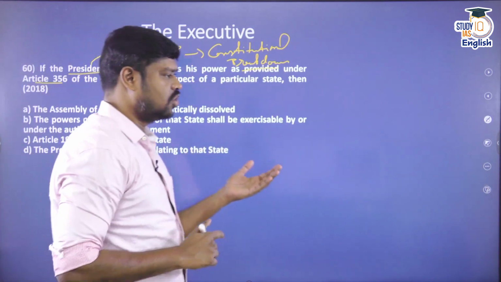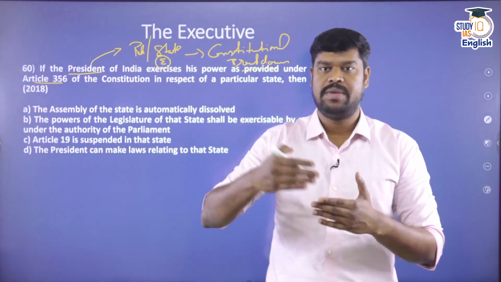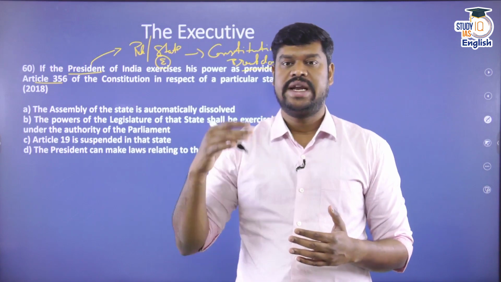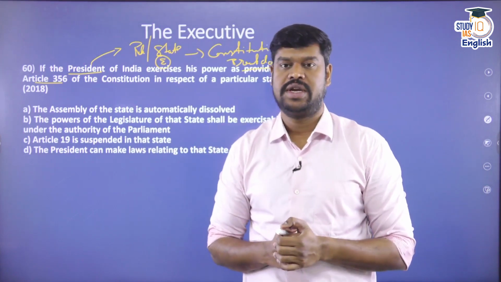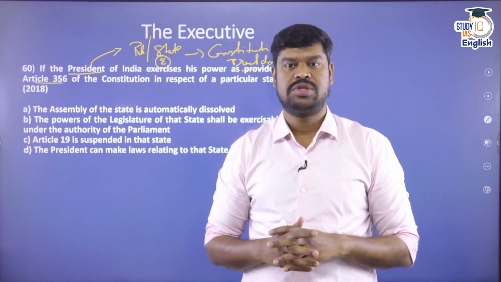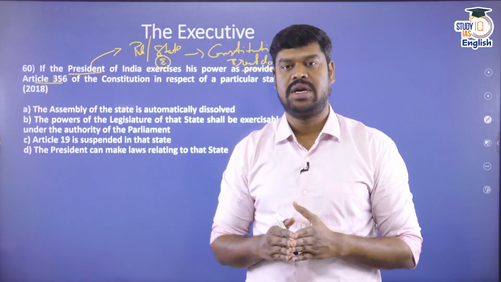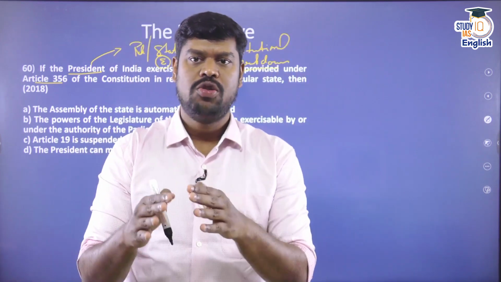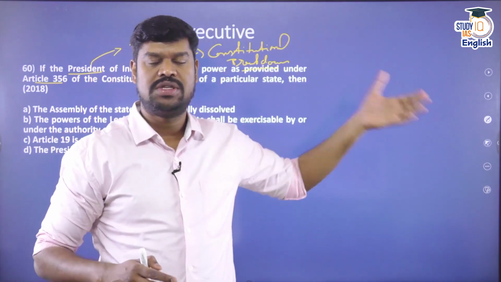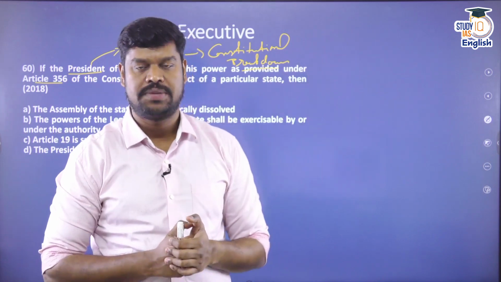So what can be considered to be a constitutional breakdown? Suppose the state government has lost the majority, or the state government is having the majority but is not able to prevent the breakdown of law and order in that particular state. There are a lot of law and order issues and public peace and tranquility is affected. The state government is engaging in anti-secular activities. All these have been instances on which Article 356 has been invoked in the past.